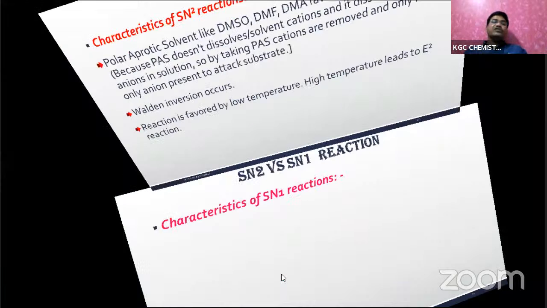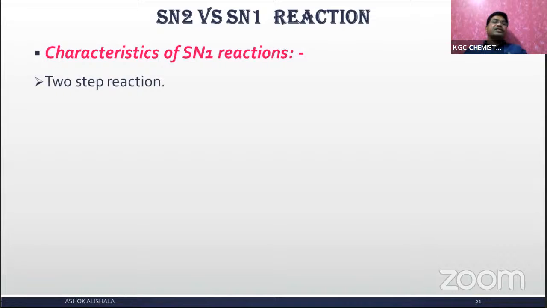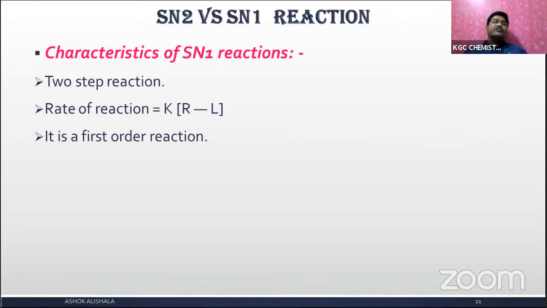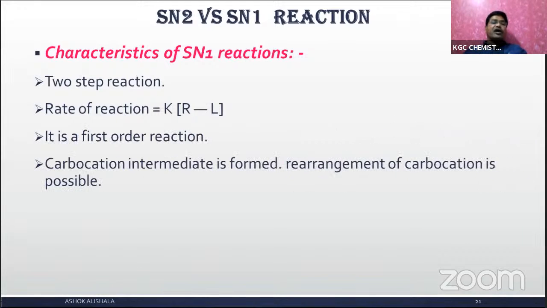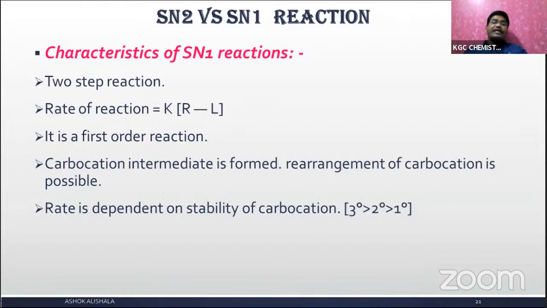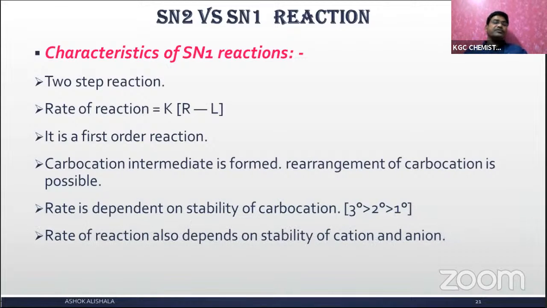Now let us take the characteristics of the SN1 reaction. It is a two-step reaction. Rate of reaction is directly proportional to the alkyl halide only. It is a first order reaction. Carbocation intermediate is formed. Rearrangement of carbocation is also possible. Rate depends on the stability of the carbocation. That's why tertiary carbocation is more stable than secondary, and secondary is more stable than primary. Rate of reaction also depends on the stability of cation and anion.